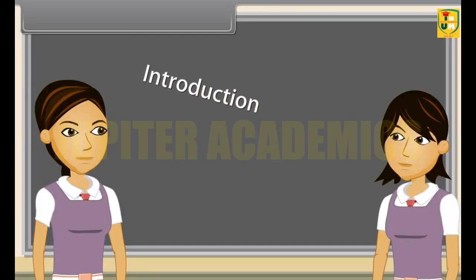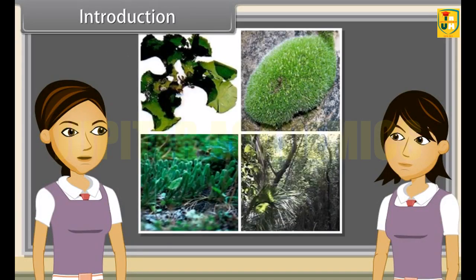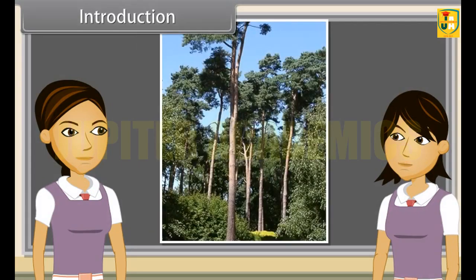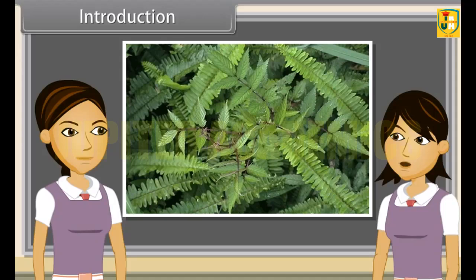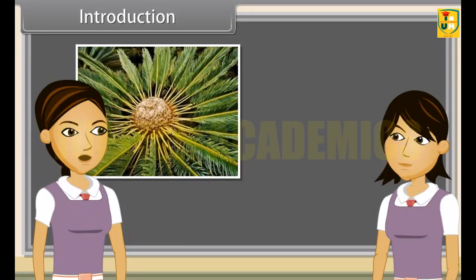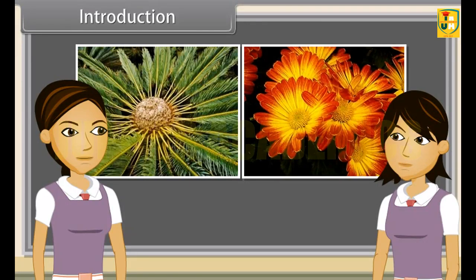Introduction. Sharmila, as we have already discussed earlier, land plants are divided into Thallophyta, Bryophyta, and Tracheophyta. Tracheophyta includes vascular plants. These vascular plants are pteridophytes, Gymnosperms and Angiosperms. We have already discussed pteridophytes. Now we are going to study Gymnosperms and Angiosperms.